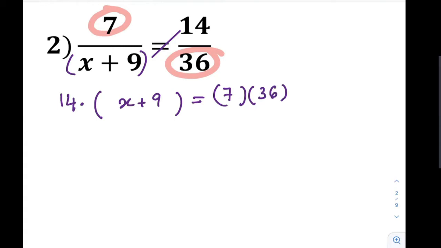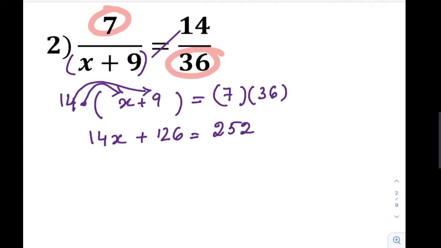And now we have an equation with a grouping symbol. عندنا صار معادلة فيها أقواس. إذن أول نتخلص من الأقواس. So we have to get rid of the bracket. 14 times x, 14x, we are using distributive property. نوزع الضرب على الجمع. So 14 times x, 14x, and then 14 times 9. We multiply 14 times 9, which is 126. And we will multiply 7 times 36, which is 252. And now we are going to solve this equation.